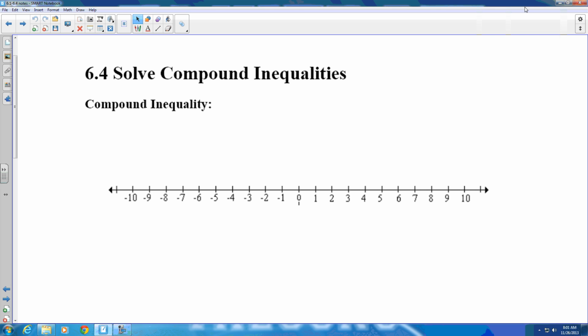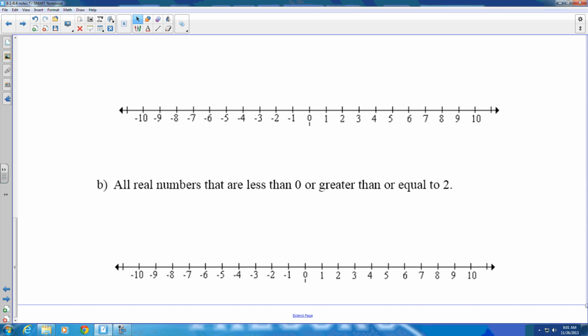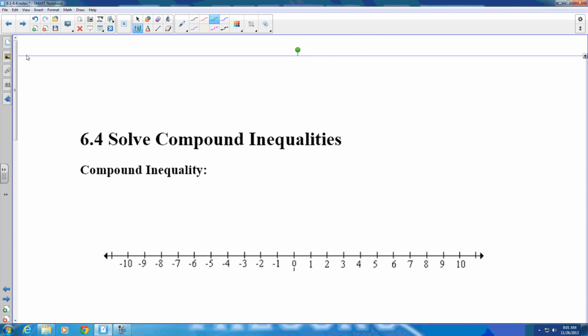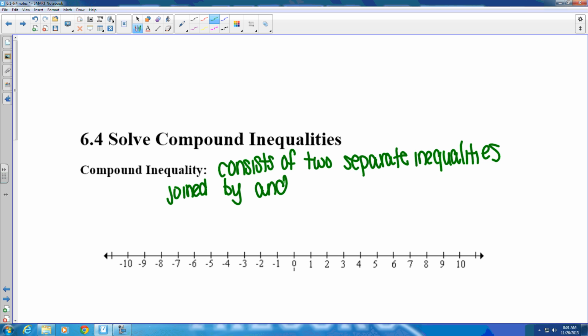Okay, we are doing section 6.4 on solving compound inequalities. A compound inequality consists of two separate inequalities, and they are either joined by the word and or the word or.